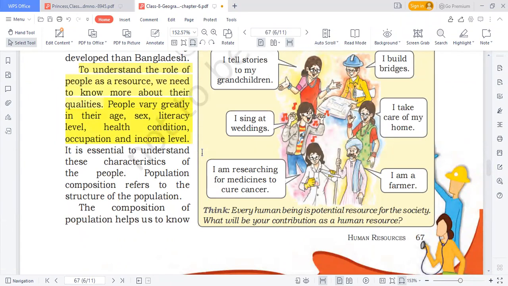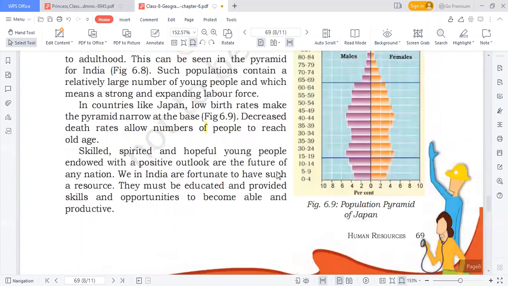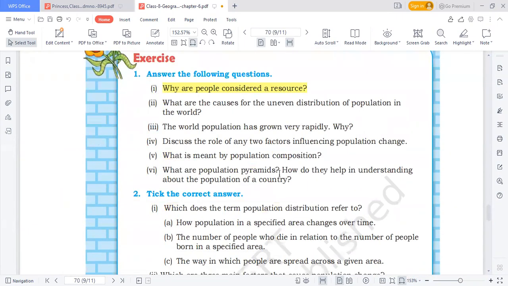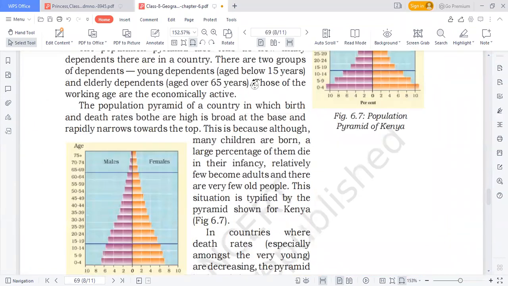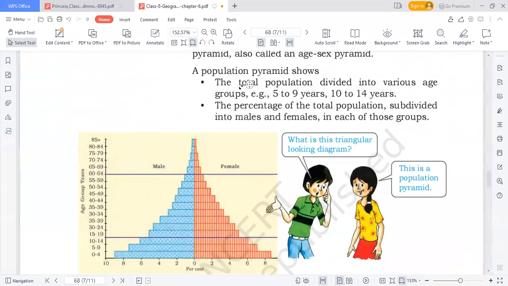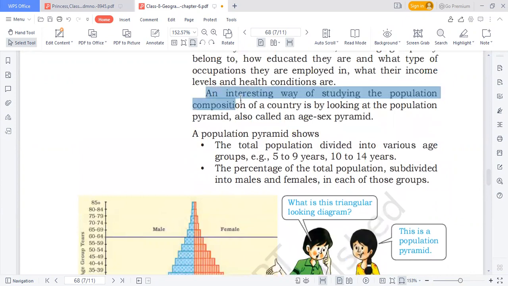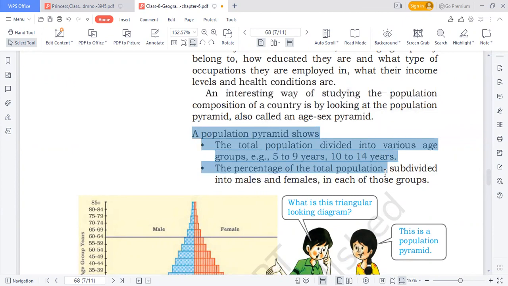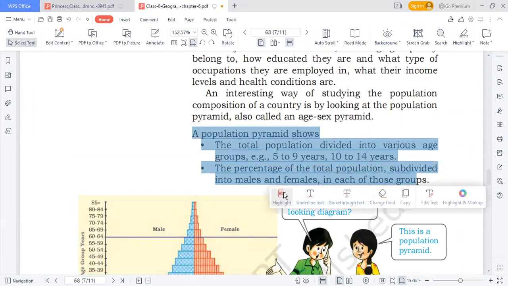To understand the role of the people as a resource, which is visible on your screens, till the income level, you have to mark in your discussion population pyramids, or sorry, population composition. And what are the population pyramids? Its answer is given on page number 68. An interesting way of studying the population composition of a country is by looking at the population pyramids, which show these two points given under the population pyramids. You have to note it down.